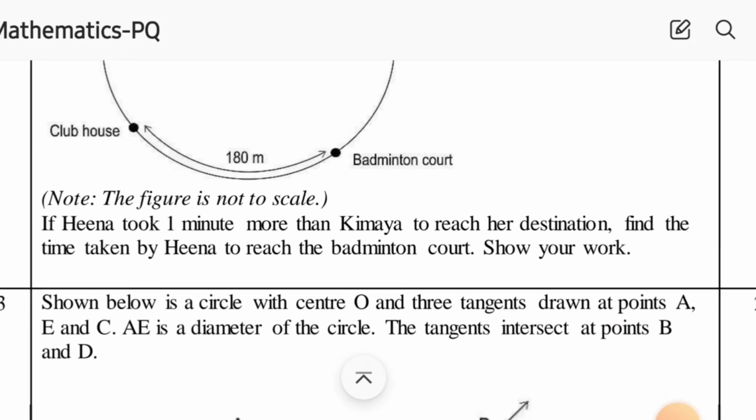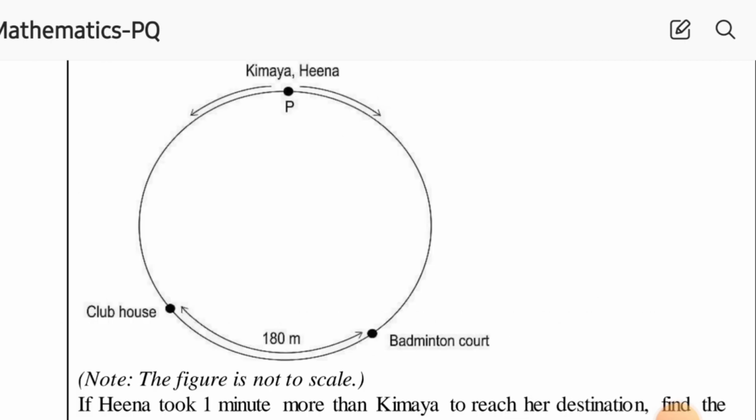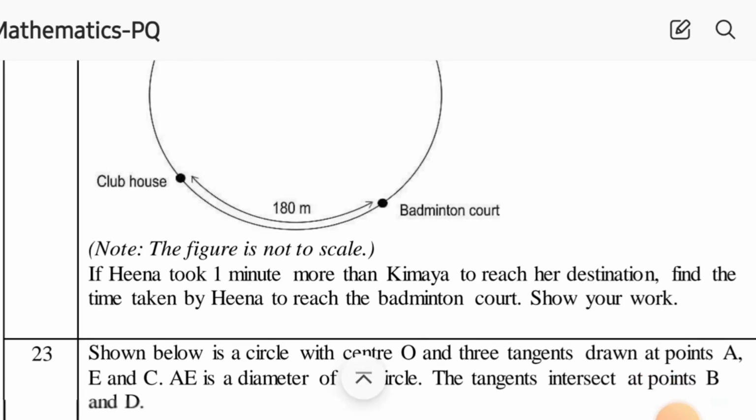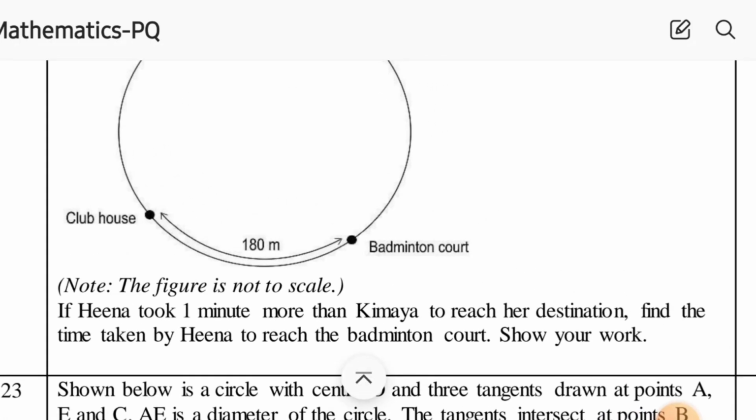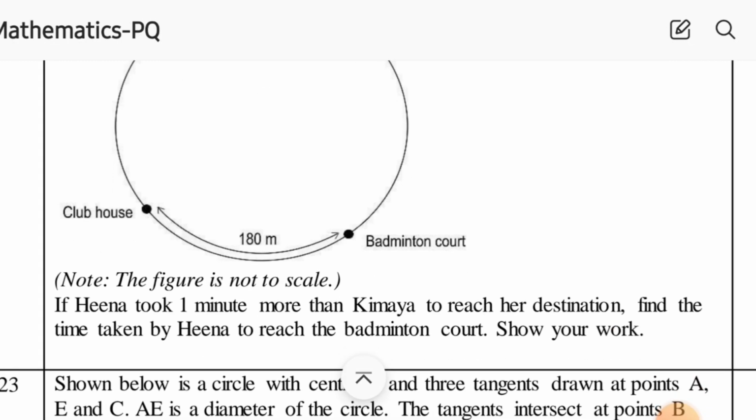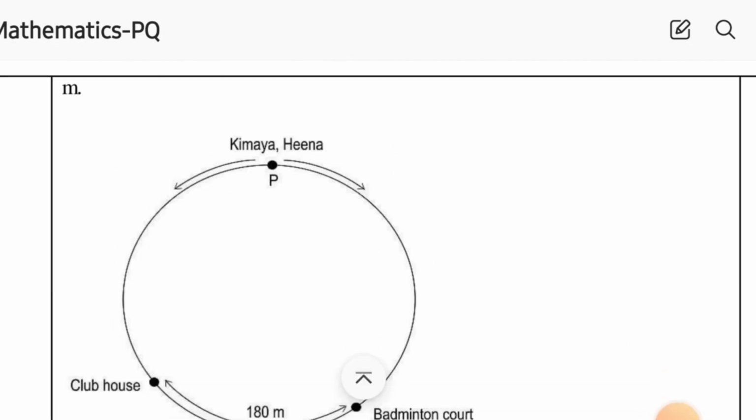Now the question is: if Hina took 1 minute more than Kimaya to reach her destination, find the time taken by Hina to reach the badminton court. If Kimaya has taken 5 minutes, then Hina took 6 minutes. So we have to find that time only which Hina took for reaching the badminton court, that is the point B. So now we are going to solve this question.